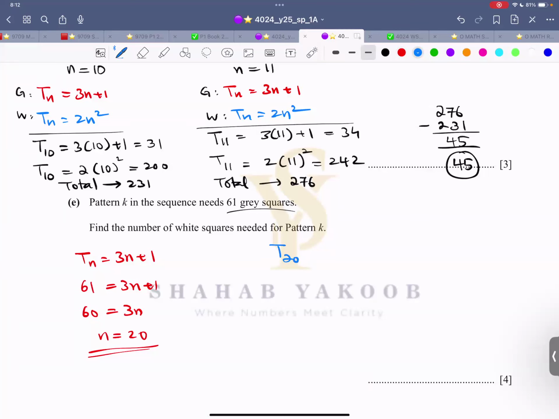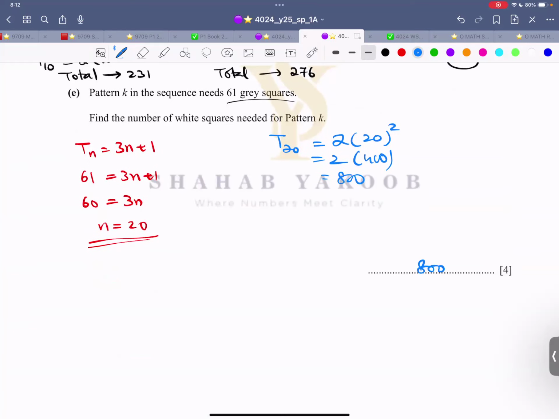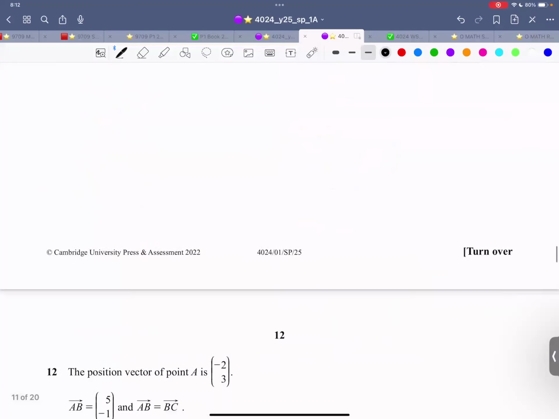So let's calculate for 20. That is 2n squared, so 2 into 20 squared. That is 2 into 400, which comes out to be 800. So the answer for pattern K is this. And instead of n, you can write a k. So let me write k over here, 3k plus 1. K is 20, therefore T20 is 800, and that's how you get this answer.